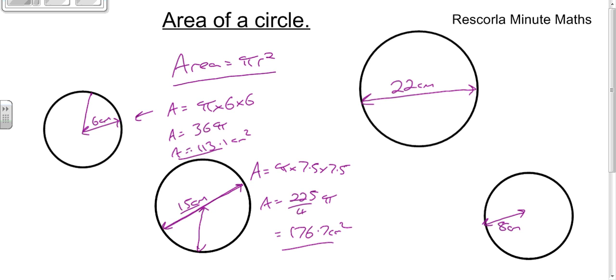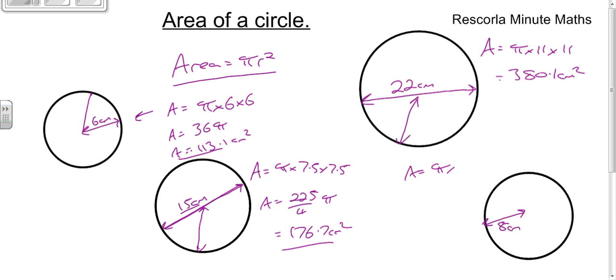What I'd like you guys to do is pause the video, have a go at the next two questions. And if you've done that, the area of this one is going to be pi times 11 times 11, because remember, 22 is all the way across, and we only want half of that. So if we work out that as a decimal, we end up getting 380.1 centimeters squared.